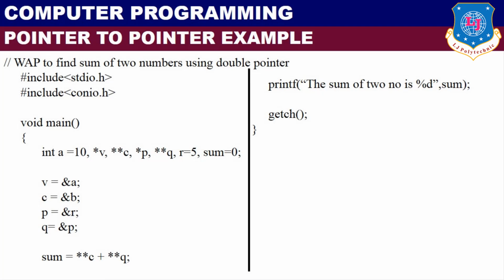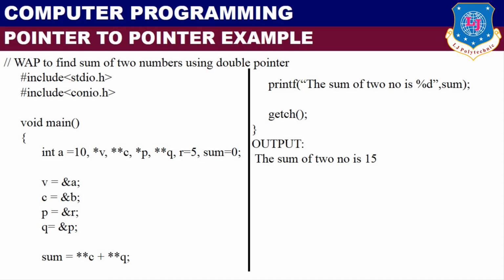b equals address of a, c equals address of b, p equals address of r, and q equals address of p. This can happen only because all variables have the same data type. Sum equals star star c plus star star q. Printf, the sum of two numbers equals percent d, sum, and the program is over. Now let's understand the output. The sum of two numbers equals 15.